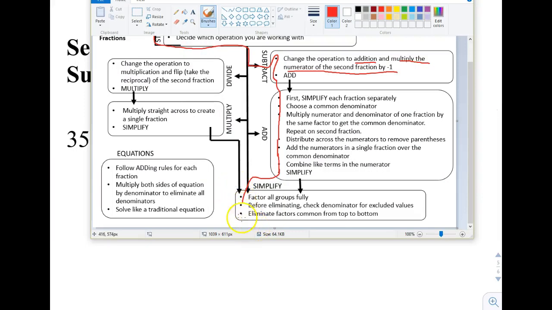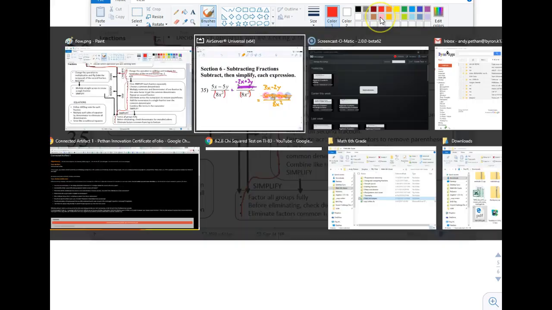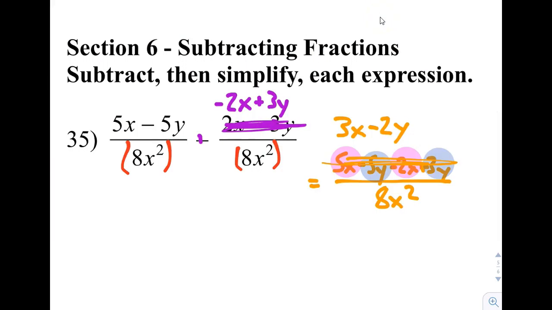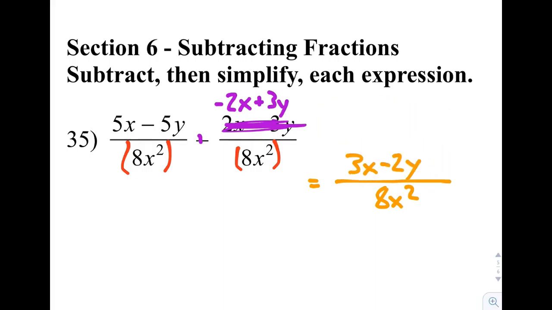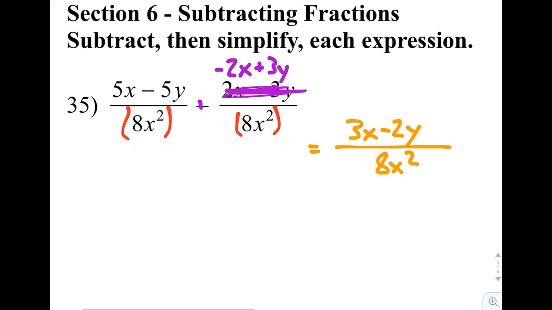Since we're not going to focus on excluded values in the addition subtraction problems, we can skip that step for now. And it says eliminate common factors. Well, we don't have any common factors. So we are done. So this is our answer. If you wanted to write it a little bit nicer, then hope that you have digital paper like me so that you can just do that. All right, moving on to the next one.